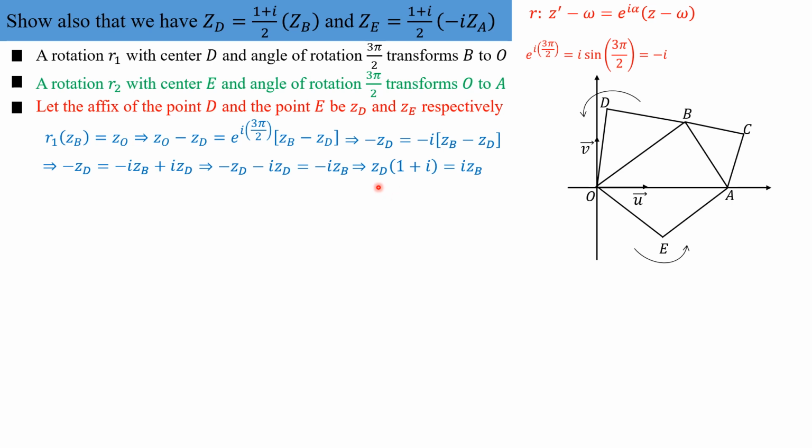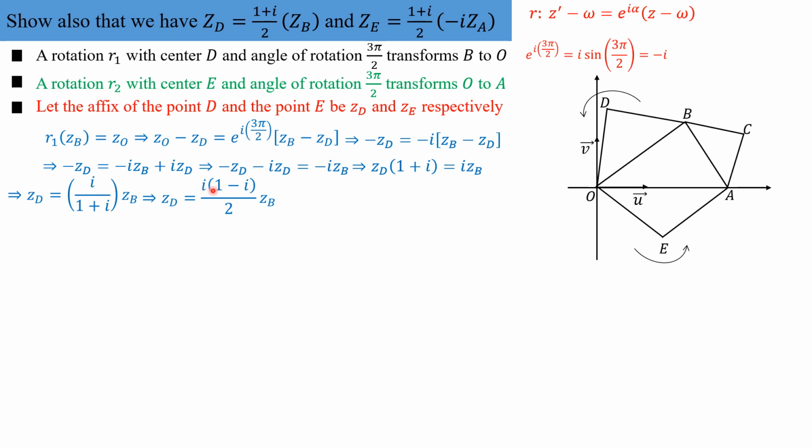We can divide both sides by the negative sign. We are going to get ZD times 1 plus i to be equal to i times ZB. Alright, so we can divide both sides by 1 plus i. So the left hand side, you just get ZD. The right hand side becomes i divided by 1 plus i times ZB. Now we rationalize the denominator, multiplying the denominator with its conjugate. You just get 2.